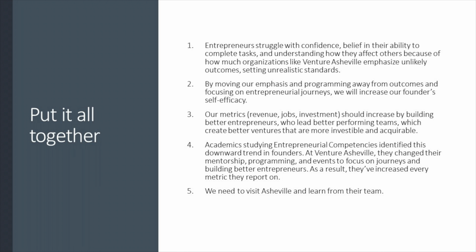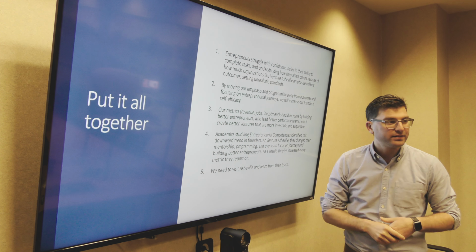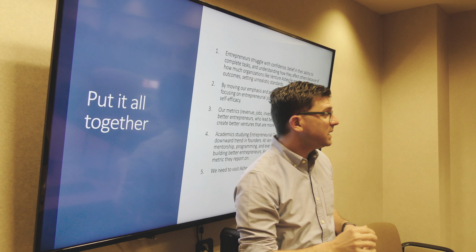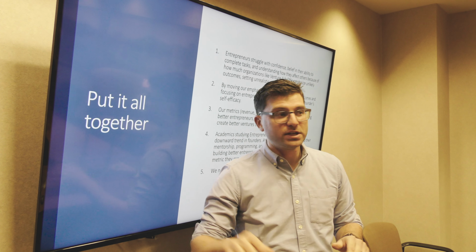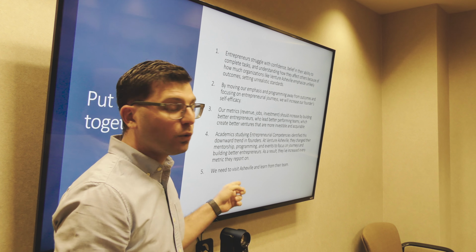Academics studying entrepreneurial competencies identify this downward trend in founders. Venture Asheville changed their mentorship program and events to focus on journeys and build better entrepreneurs. As a result, they've increased all the metrics they report on. We need to visit Asheville and learn from their team. 1, 2, 3, 4, 5, 6, 7 sentences. You can do it in 5 sentences. Maybe you need 5 paragraphs. Maybe you need 5 pages. It doesn't matter. Name the enemy. Name the promise. Why is it good? Why should you trust it? And how do you get it? The framework will work. Try it out.